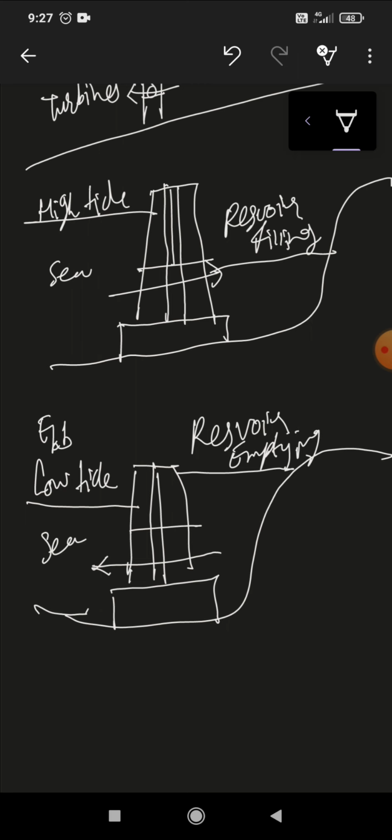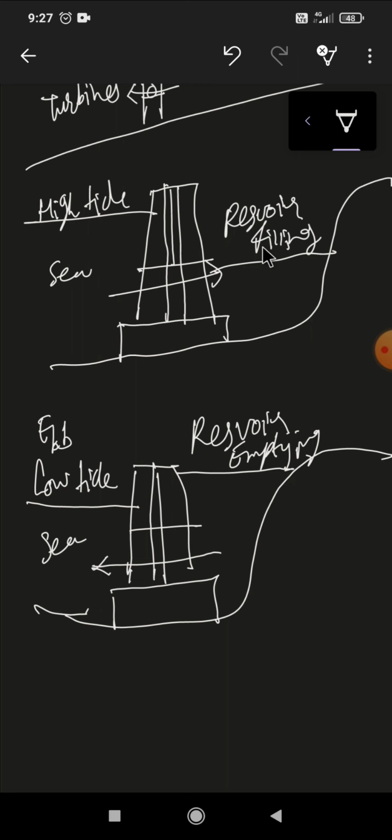So sluice gates and turbine operation section. When the flood tide, that is high tide, comes in, the sluice gates are opened to permit the sea water to enter the basin or reservoir, while the turbine sets are shut. The reservoir thus starts filling while its level rises till maximum tide level is reached.